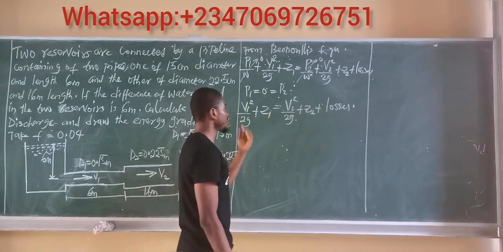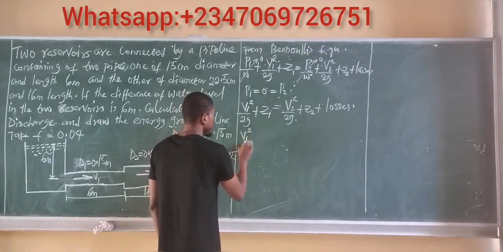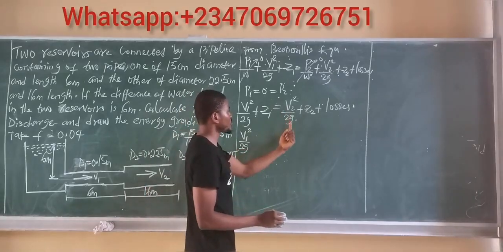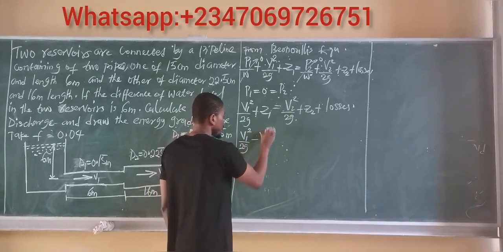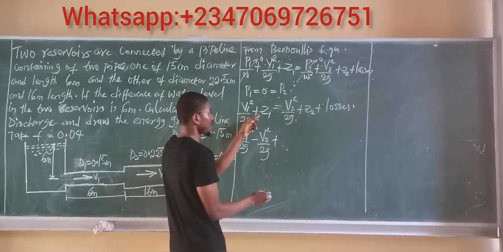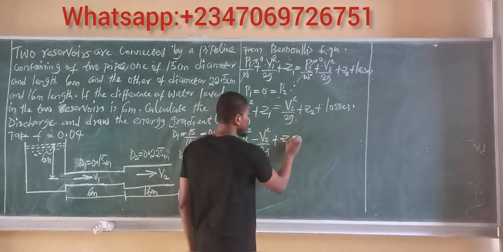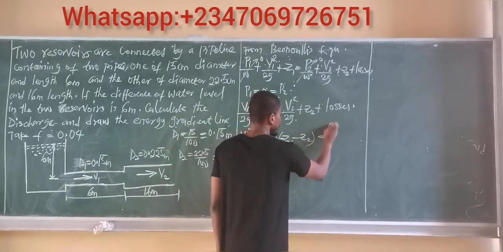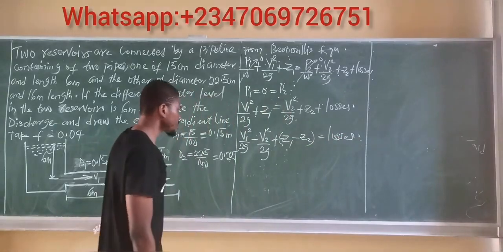Let's bring every term here together. We are going to have V1 all squared over 2G. If V2 squared over 2G comes here, it becomes negative, so you have minus V2 squared all over 2G, plus Z1. Bringing Z2 over here, you have Z1 minus Z2, and this is equal to all the losses that you have there.